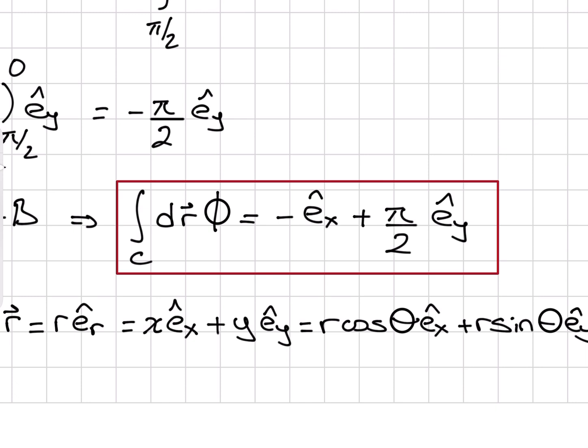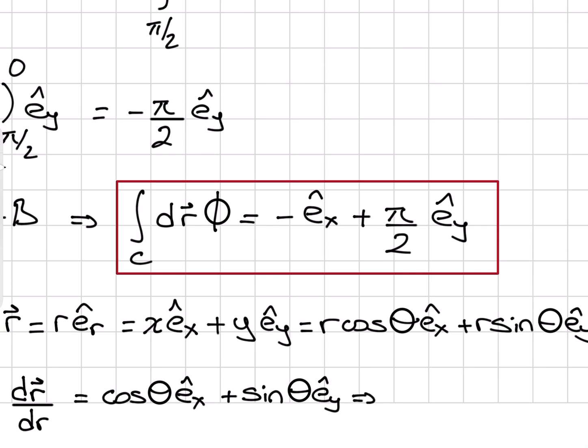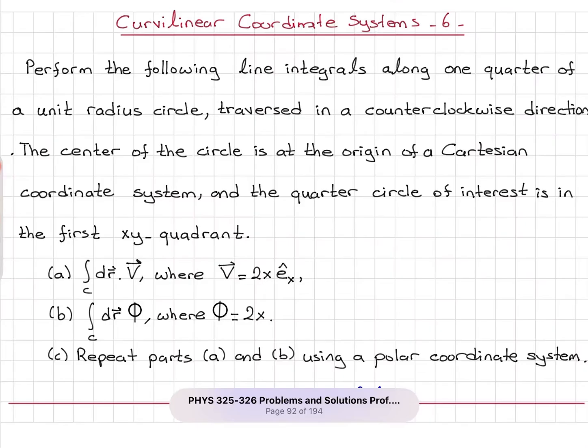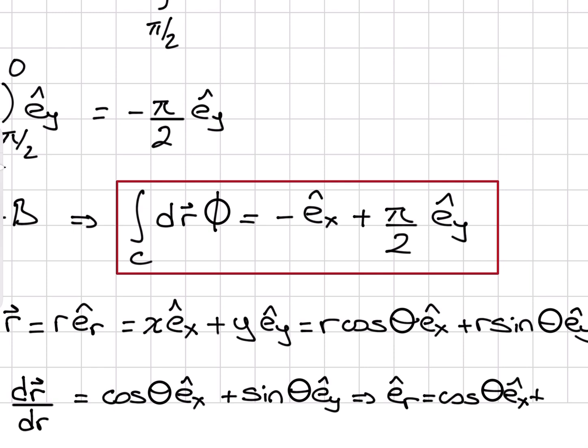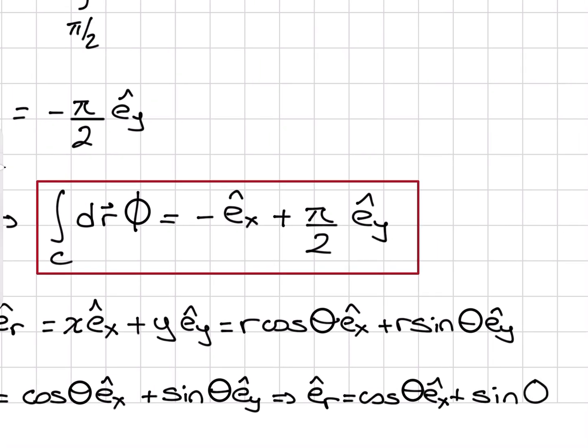But anyway, if we take the derivative of the position vector with respect to r to obtain the scale factors, we obtain cosine theta e_x hat plus sine theta e_y hat. So if we do it formally, we obtain cosine theta e_x hat plus sine theta e_y hat. And this tells us that the unit vector on the radial axis, because its magnitude is equal to 1, is this divided by its magnitude: cosine theta e_x hat plus sine theta e_y hat.